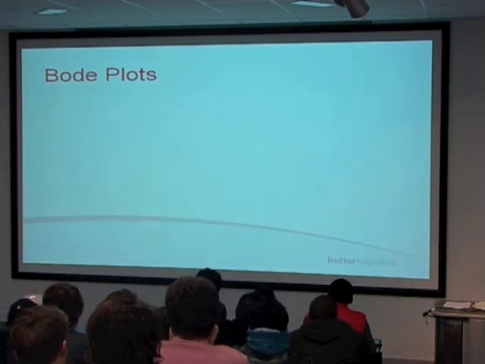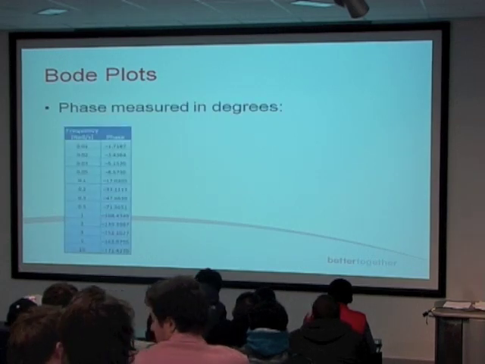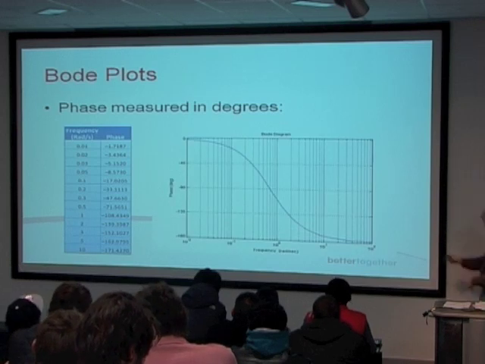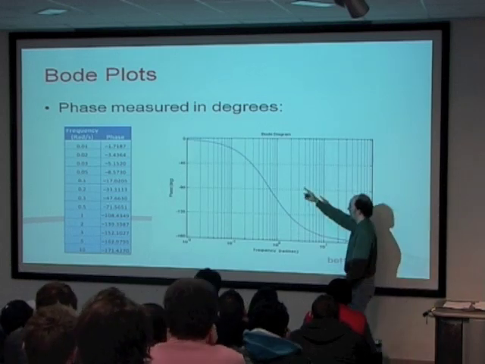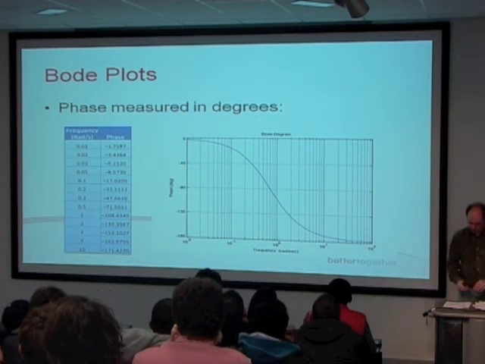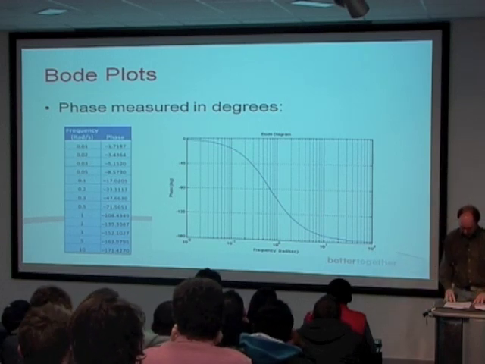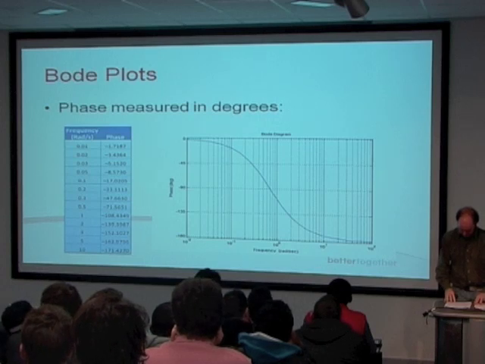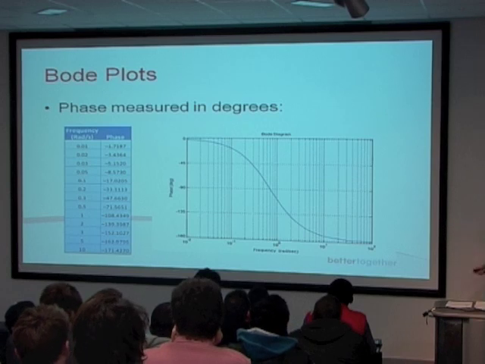Phase is measured in degrees, so we do the same thing. There's our table of results, frequency and phase angle, and then you can plot that, and we get this nice sort of S shape, which is a characteristic of a second order system, which is what that example was. So that's a Bode diagram, okay?